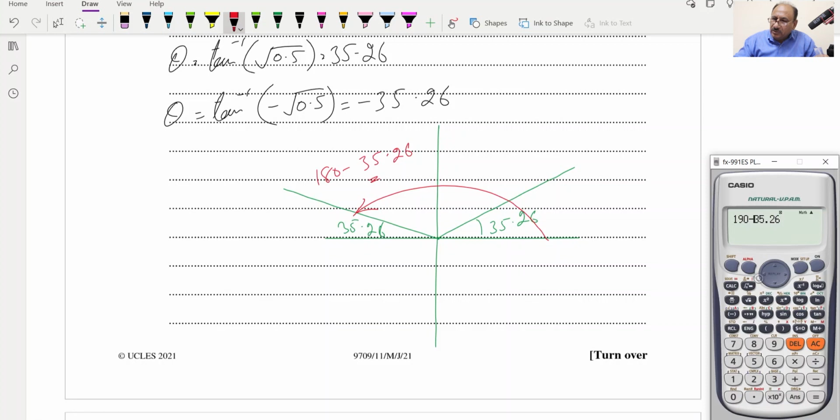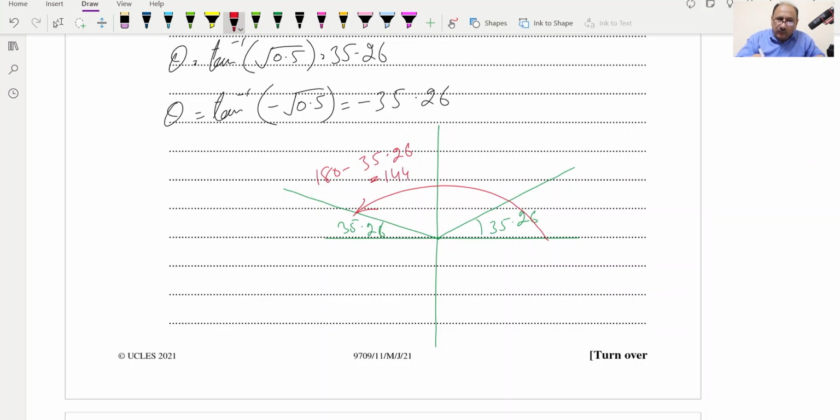35.190. Why are we writing 190? It should be 180. Yeah, so this is 144.7 we can write. And so theta will be what? Our answer will be theta will be 35. So one theta value will be 35.26, and the second value will be 144.7 degrees. These will be the two values.